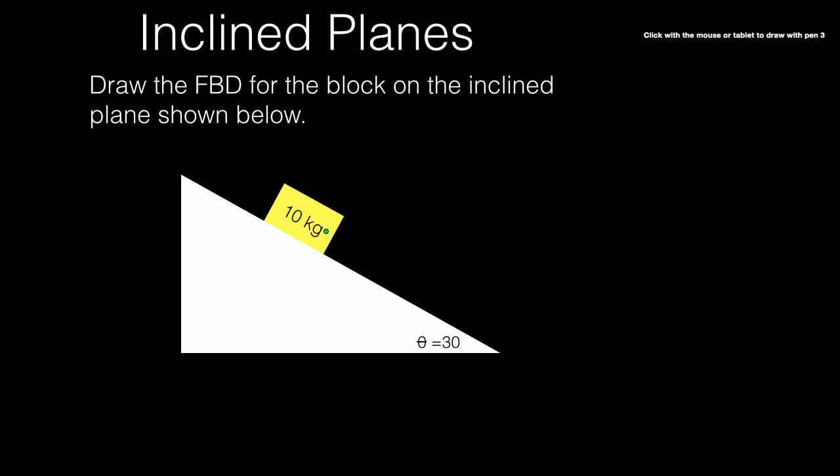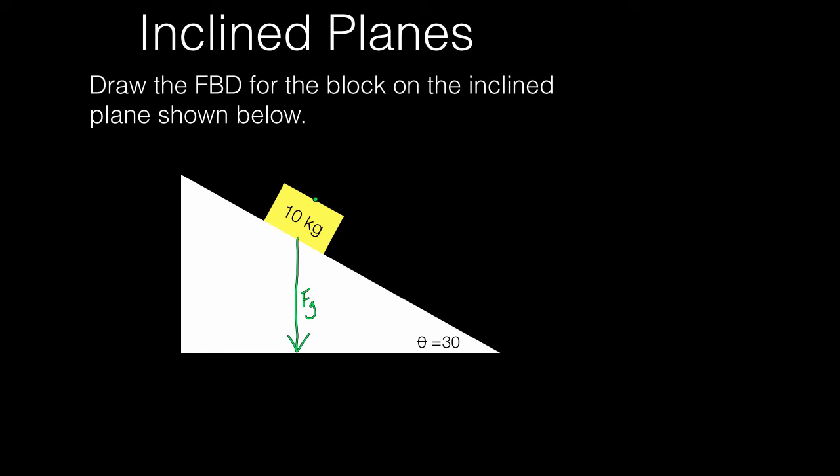We really have to get used to drawing free body diagrams, which can be the most complicated part when you're first learning about them. Like this problem says, draw the free body diagram for the block on the inclined plane shown below. We're going to start with the force that we're all familiar with, the force of gravity. If we draw in the vector for the force of gravity, it goes straight down toward the center of the earth. I'm going to label it force of gravity.